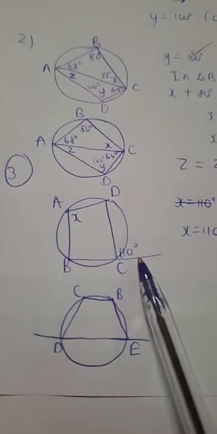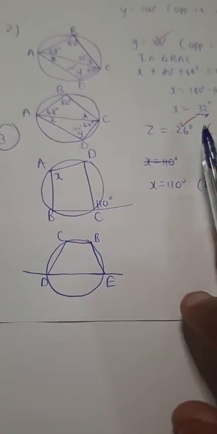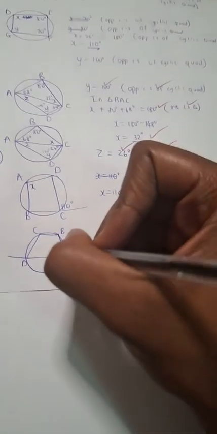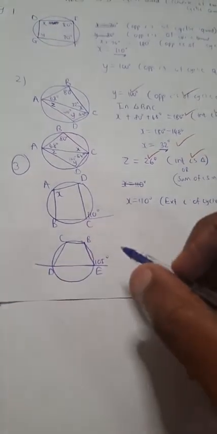So x is equal to 110. You are right. Exterior angle of cyclic quad. Thank you so much. That was beautiful. Very well done. There's one more.